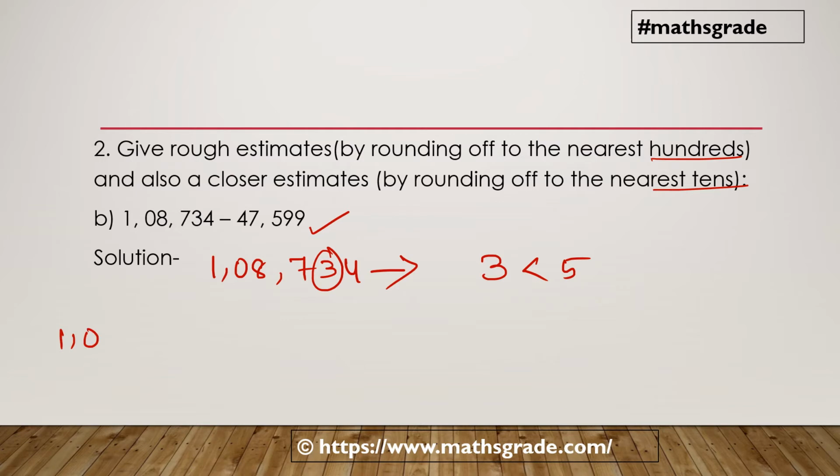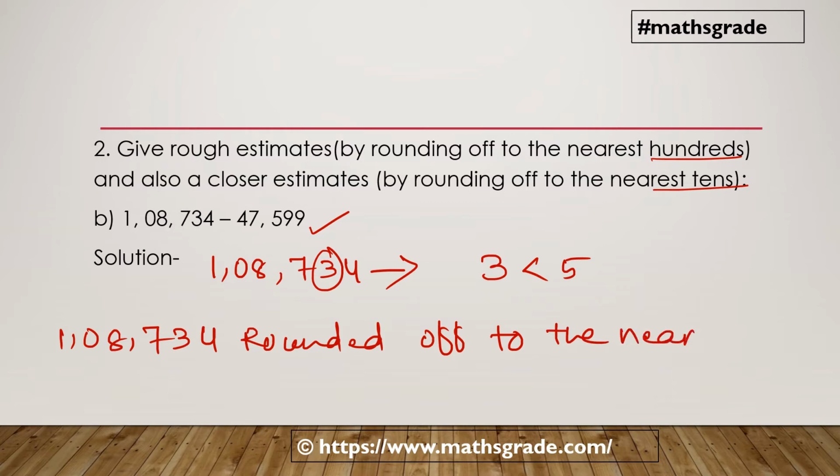So 1,08,734 rounded off to the nearest 100 is 1,08,700.